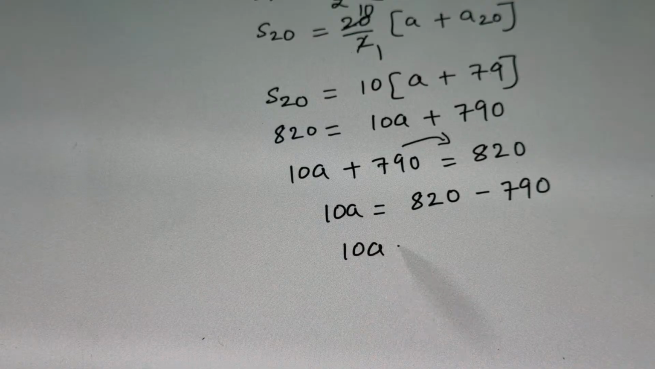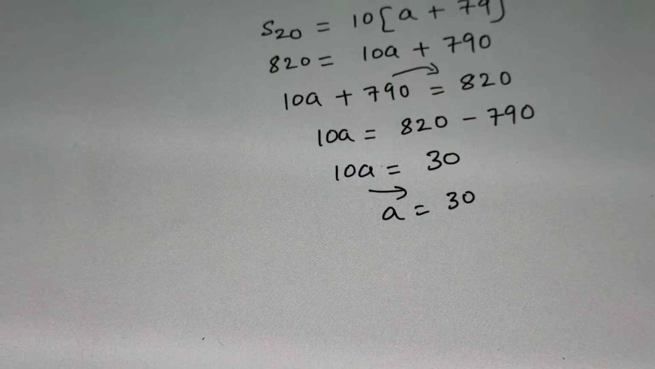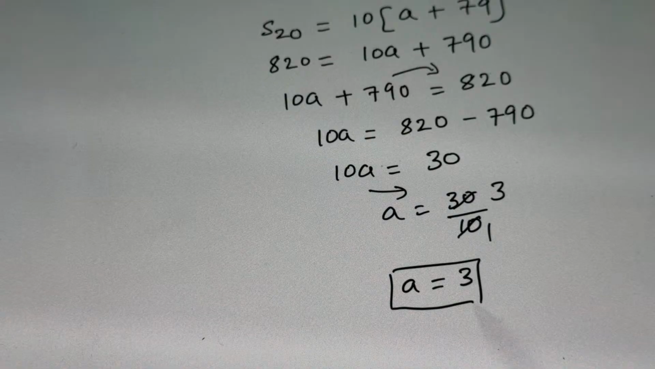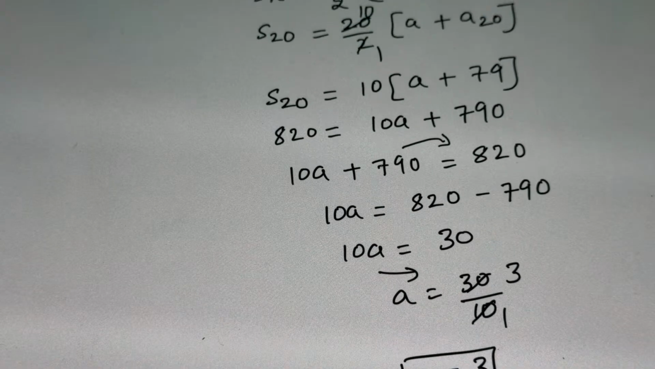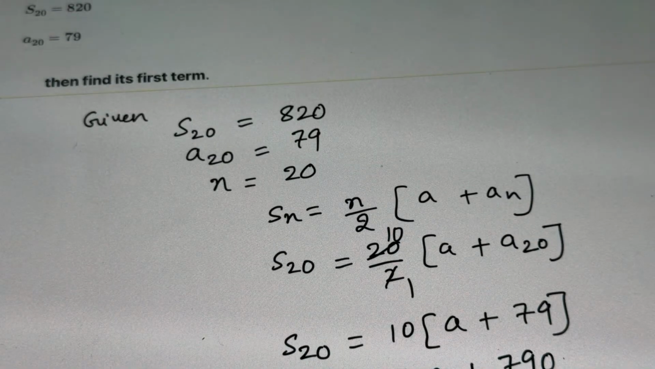So 10a is equal to 820 minus 790. So 820 minus 790 is 30. Now cross multiply, so a equals 30 divided by 10. 10 ones are 10, 10 threes are 30. So a is equal to 3. So this is the required value we need to find. They have asked us to find out the first term. So now we have found out the first term, that is a is equal to 3. Kindly revise the problem.